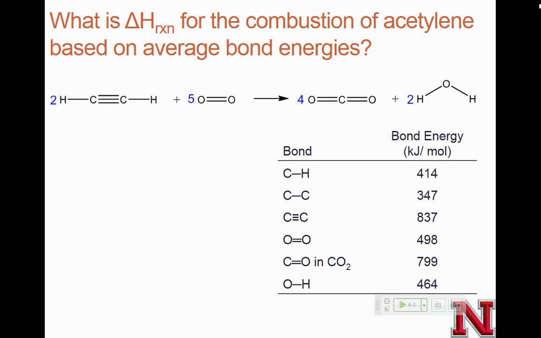I want to go through one more example of this. And this one I really wanted to go through because this one has our coefficients, and you have to take that into account. This tells me that I take 2 moles of this C2H2 molecule with 5 moles of O2. I have to take those coefficients into account when I'm calculating this. So that's why I'm showing this one.